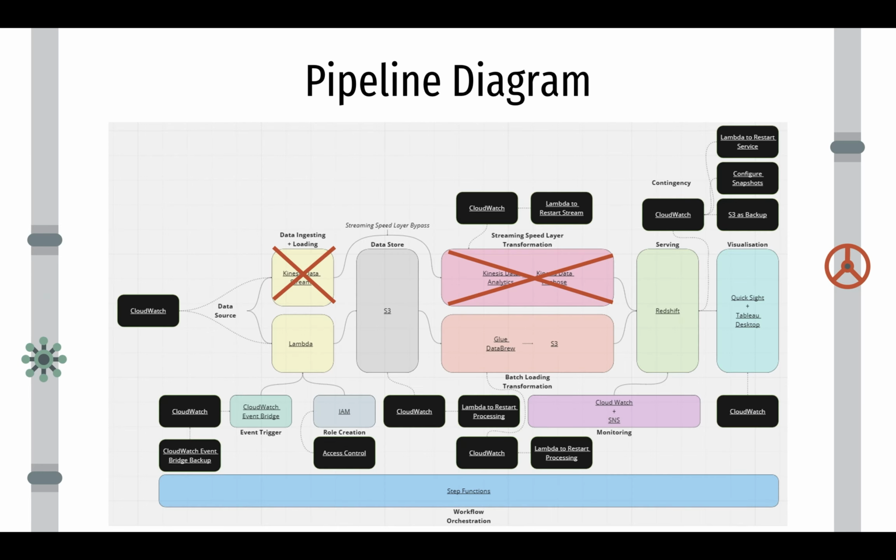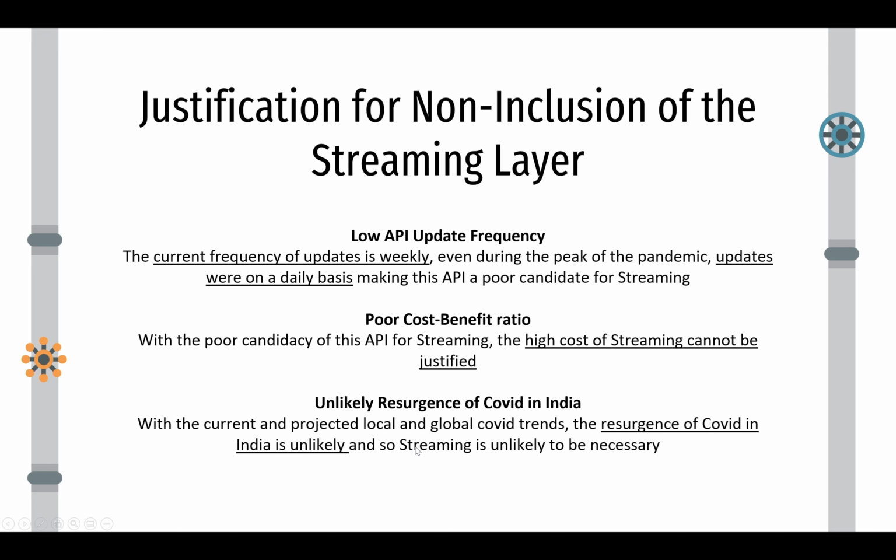The pipeline diagram has remained roughly the same since part 1. But with one key point that we also mentioned in part 1, we're getting rid of the streaming layer because we really can't justify it, for these 3 points here.